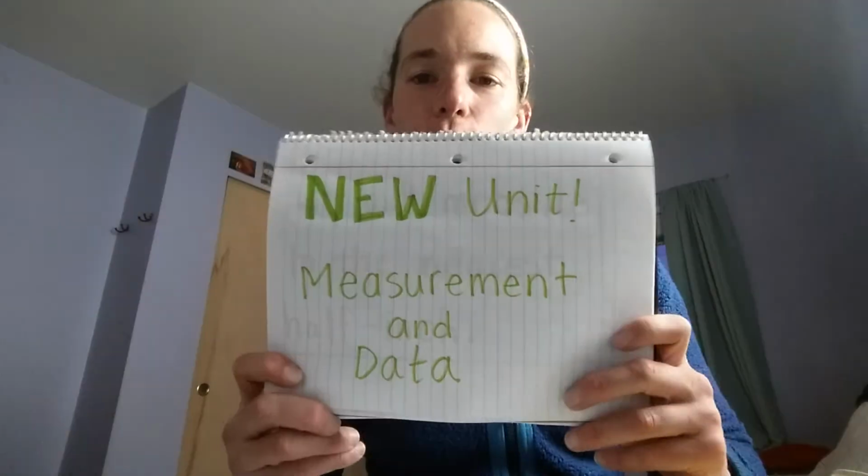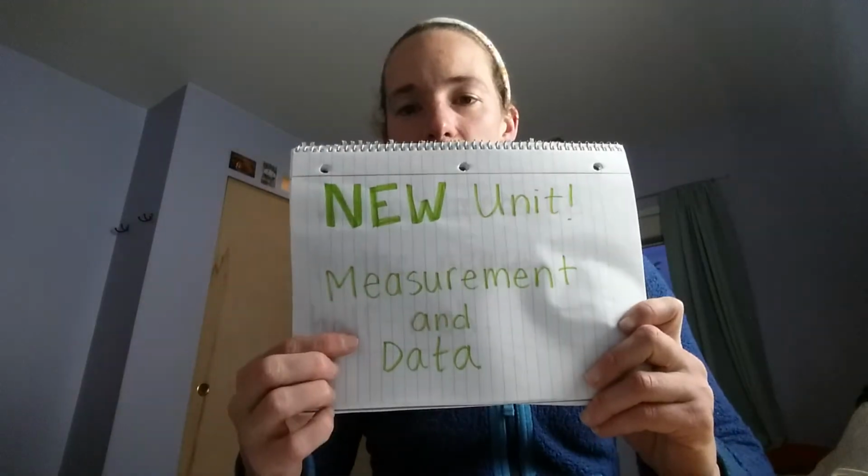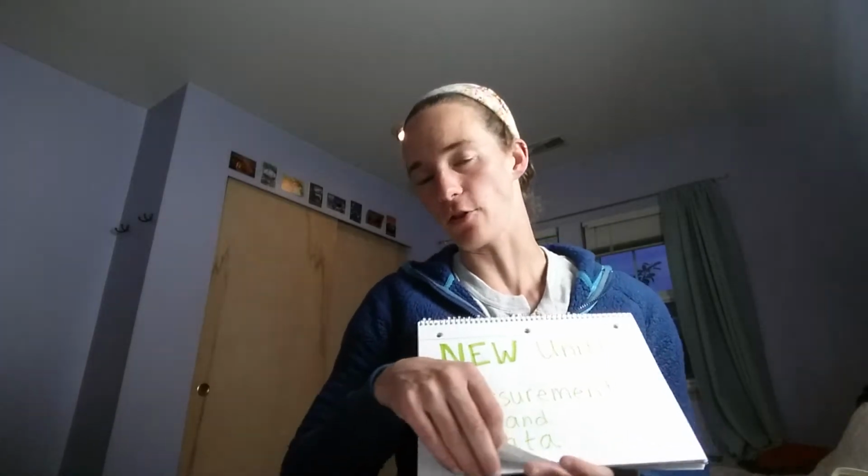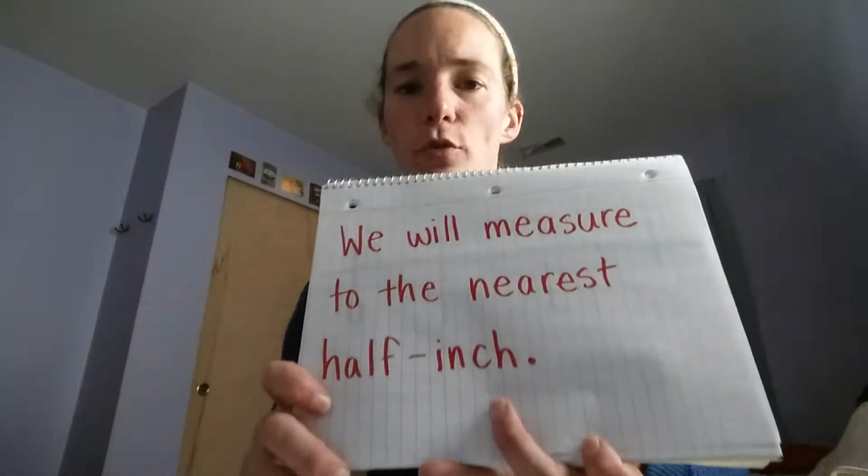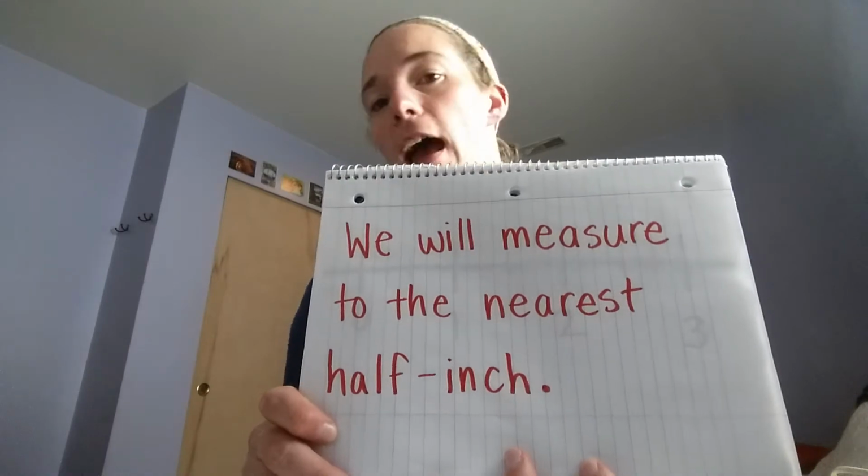Today, we have a new unit on measurement and data. Today we're mostly going to be measuring. Remember last week we were measuring the outside of shapes to find the perimeter, the outside. Today we're going to think about measuring lines to the nearest ½ inch.